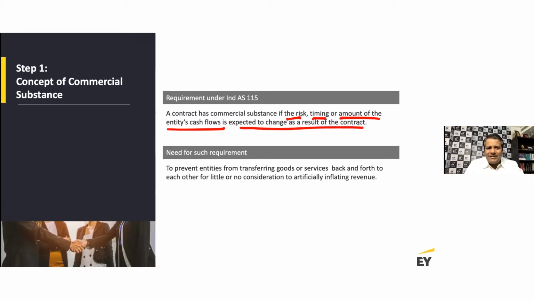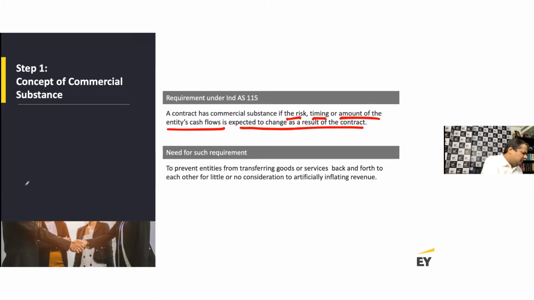Why do we need this? To prevent entities from transferring goods or services back and forth to each other for little or no consideration, artificially inflating revenue. This is a protective clause in a way. So I can very well agree that A will sell to B, and then B will buy it back from A. What does that mean? That there was actually no sale, there was no real transfer of goods. A transferred goods to B.